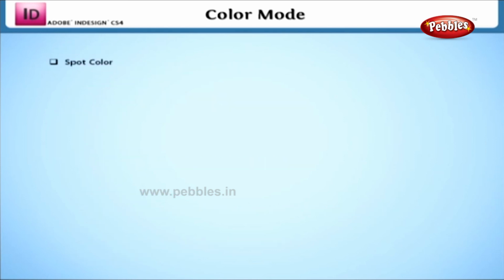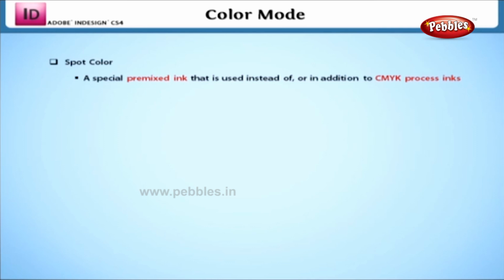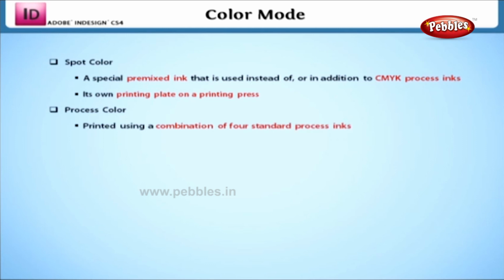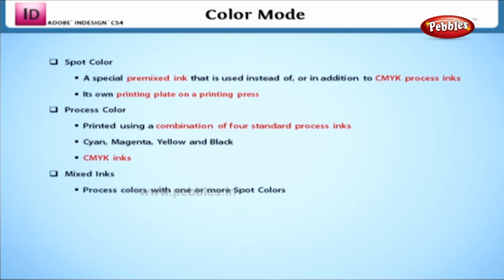A spot color is a special pre-mixed ink that is used instead of or in addition to CMYK process inks, and that requires its own printing plate on a printing press. A process color is printed using the combination of 4 standard process inks such as cyan, magenta, yellow, and black, CMYK. Process colors are assigned by CMYK inks. Mixed inks are created by mixing process colors with 1 or more spot colors.